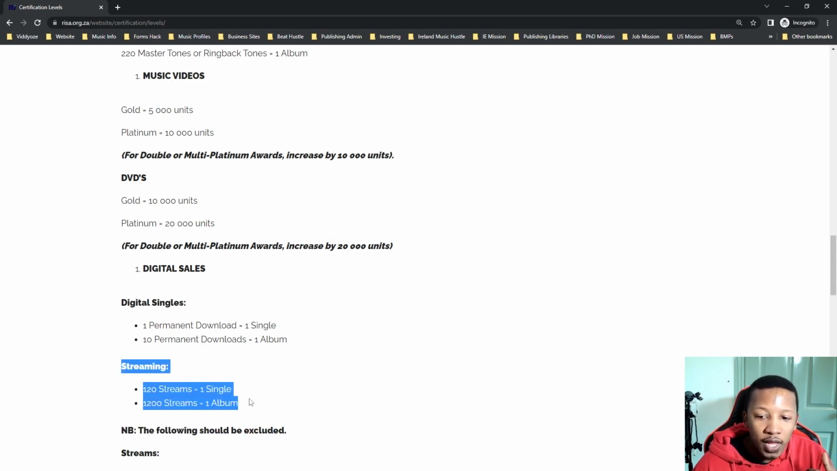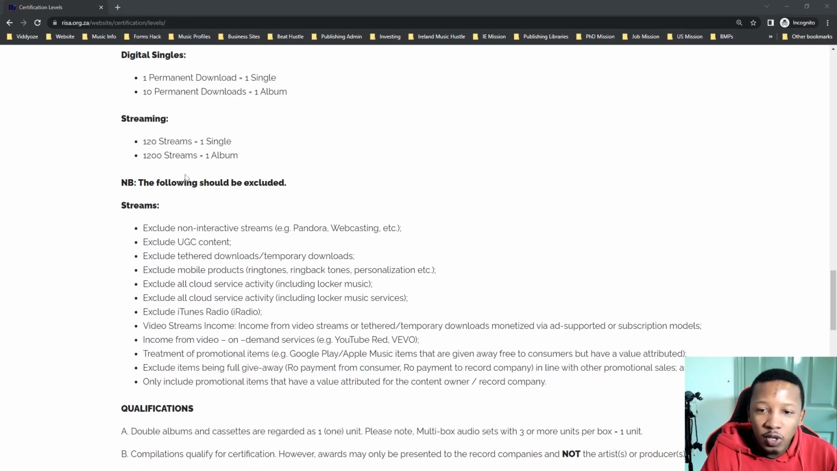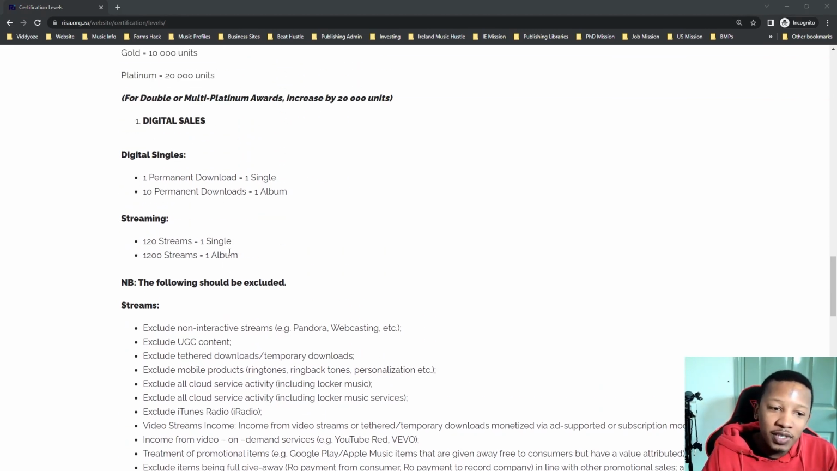And then streaming is where it becomes a little more tricky. For every 120 streams, you only get one single. You have to decide if you're going for albums or singles in terms of the certification you want. Do you want gold certification on a single basis or on an album basis? If you want it on the single basis, then 120 streams equals one single.